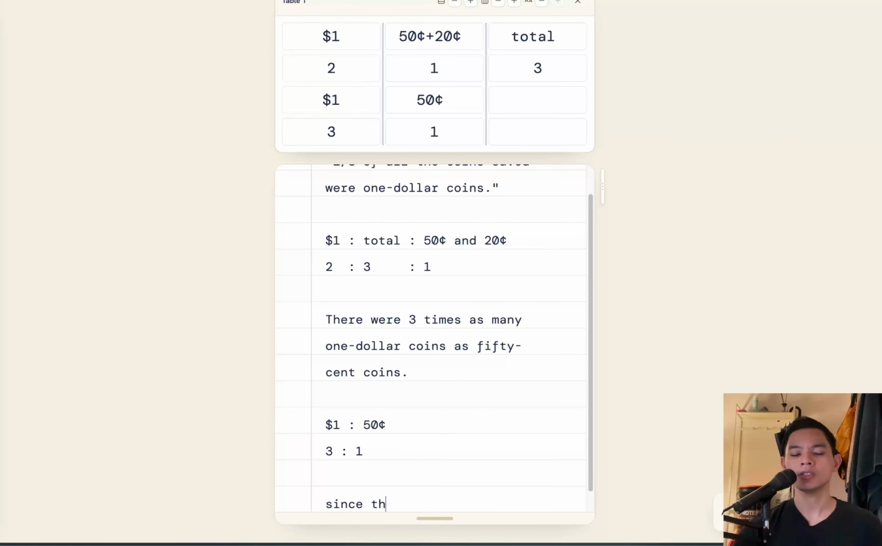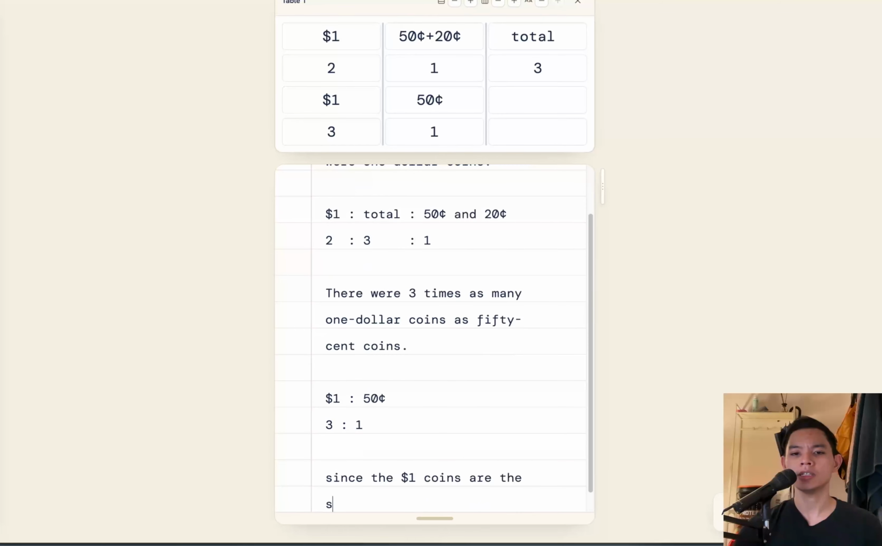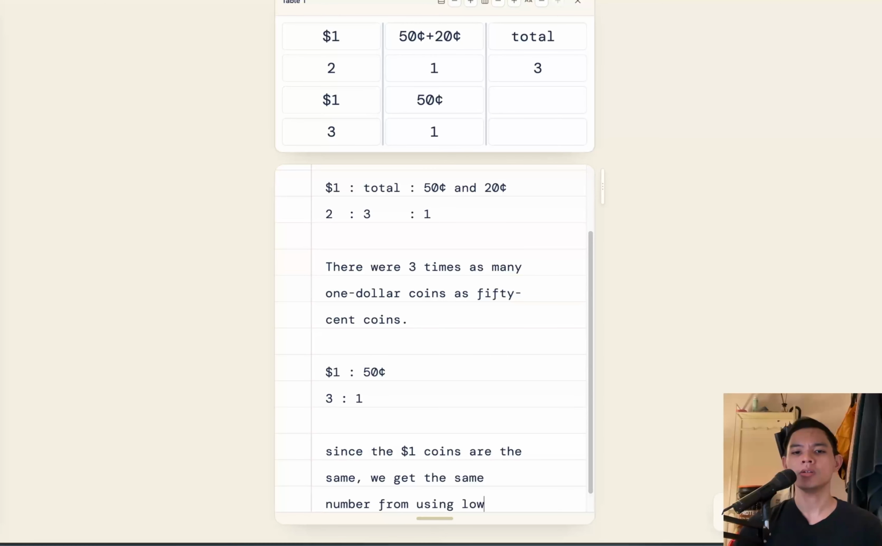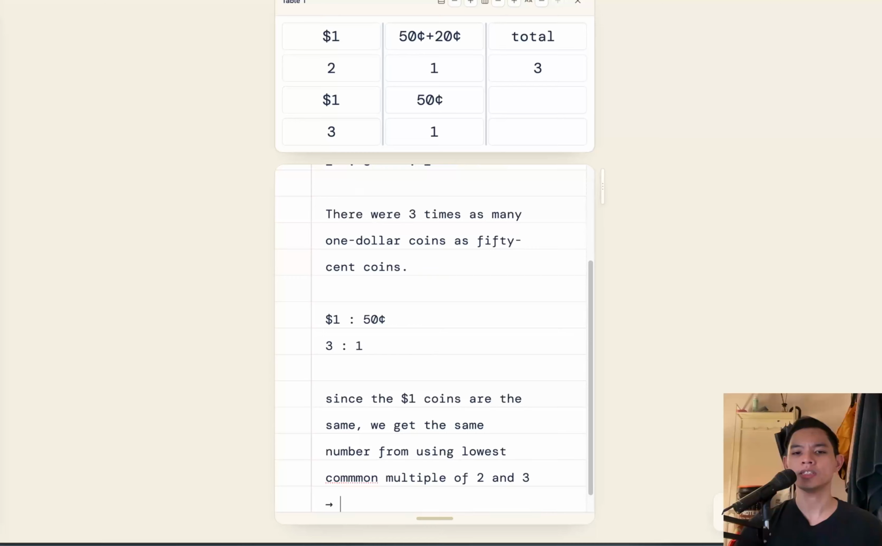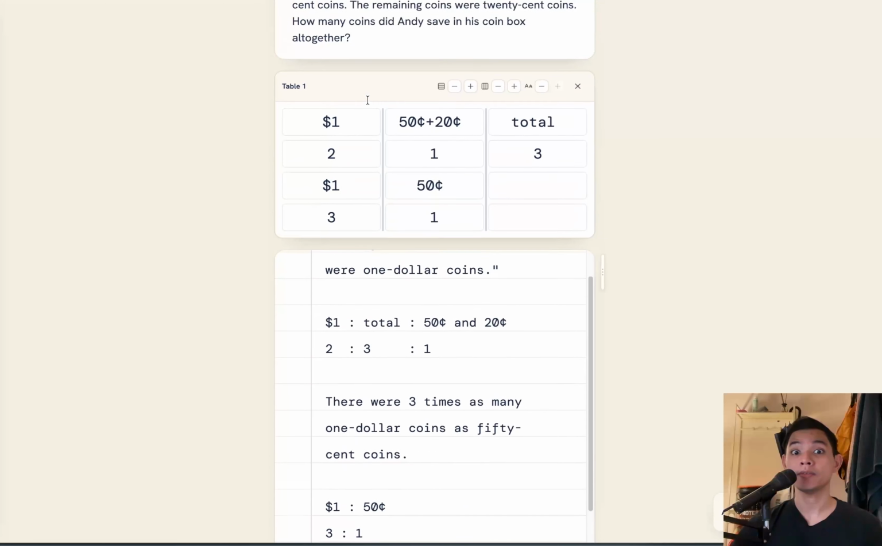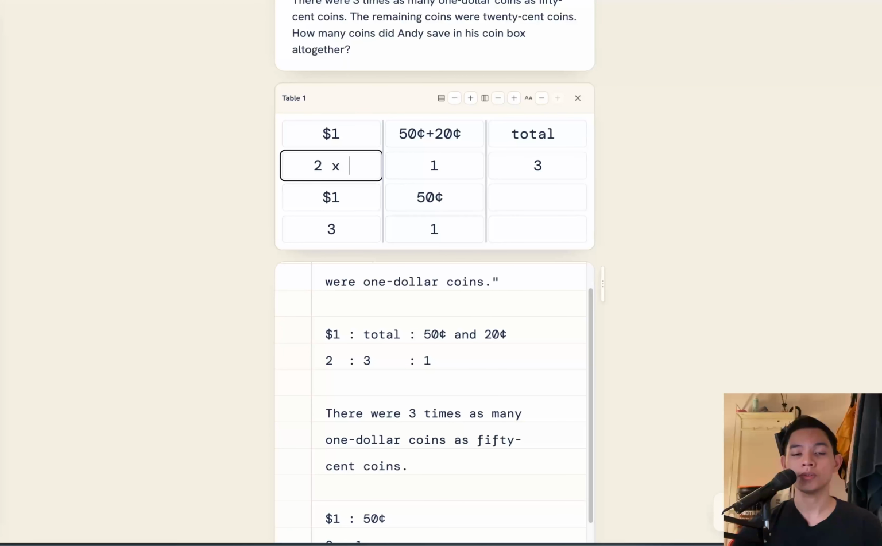Since the $1 coins should be the same number, we use the lowest common multiple of 2 and 3, which in this case is 6. So for this, 2 times 3 is 6, and we multiply 3 for this as well. Total 3 becomes 9. Then for the dollars, this one will be times 2, which is 6, so they are the same. The 50-cent coins is times 2, which is 2.